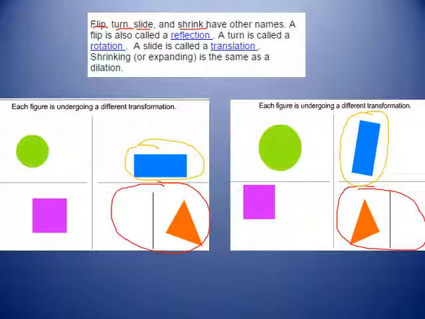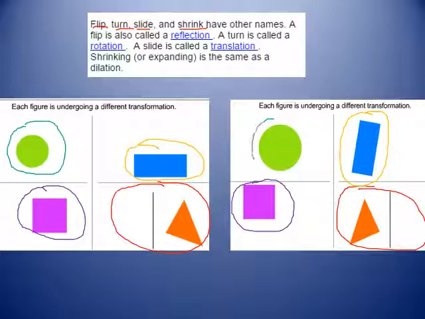And then our next one on the list is a slide, so that's a translation. And so it doesn't change the orientation, size, anything to do with the shape, just its location. So that would be your translation down there with the purple square. And then our last one would be a dilation, which can be a shrink or an expansion. That would be the green circle. In that we can see it got bigger, so that would be an expansion on that one. So it could be a shrink or an expansion.